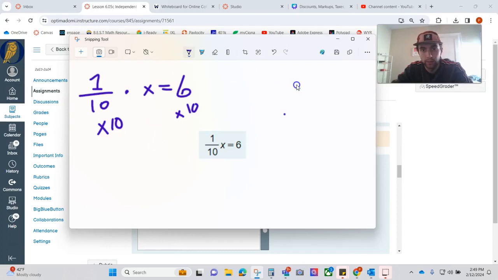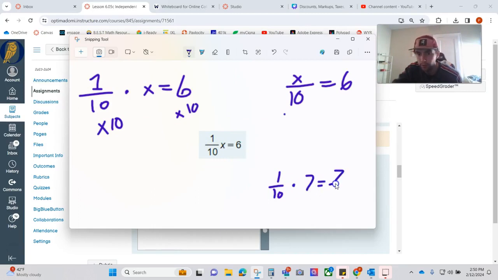Now another way to write this is x on top of 10 equals 6. When we have a fraction, especially when the top number is 1, and we're multiplying it by something, I can rewrite that as just that number on top, like 1/10 times 7 is 7/10. If I have 1/10 seven times, I have 7/10. I just rewrite it like that. So the inverse here of dividing by 10 is timesing by 10.